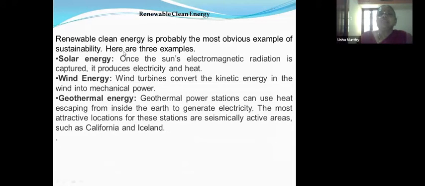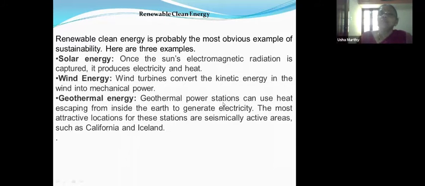Renewable clean energy. Renewable clean energy is probably the most obvious example of sustainability. Here there are three examples: solar energy, wind energy, and geothermal energy. These are the main examples I can give. Solar energy: once the sun's electromagnetic radiation is captured, it produces heat, electricity, and light. Wind energy: wind turbines convert kinetic energy in the wind to mechanical energy, which can then be used.